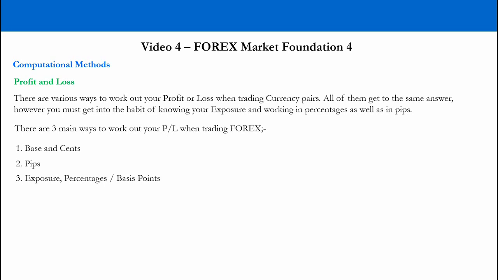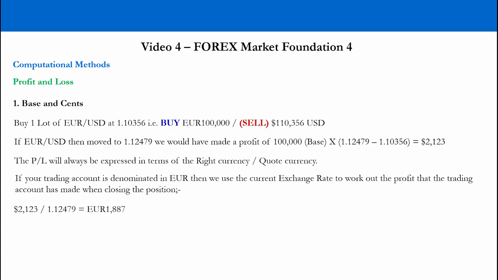Now, there's various ways to work out your P&L when you're trading currency pairs, and all of them do get to the same answer, but you've got to get into the habit of knowing your exposure at any one time, so your real risk, and working out in percentages as well as in pips, because working out in percentages means you can compare opportunities and risk to other situations. And there's 3 main ways to work out your P&L when trading Forex. We're going to look at base and cents, pips, and we're going to look at exposure percentages and basis points.